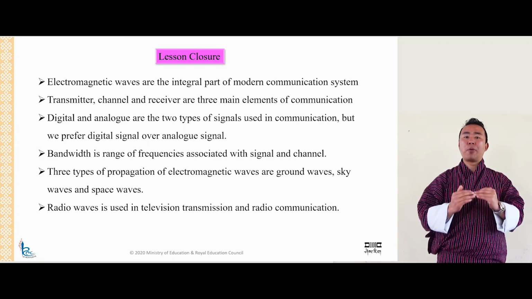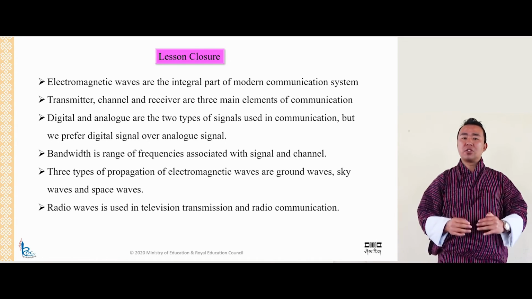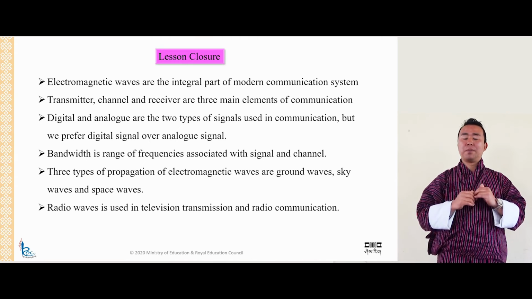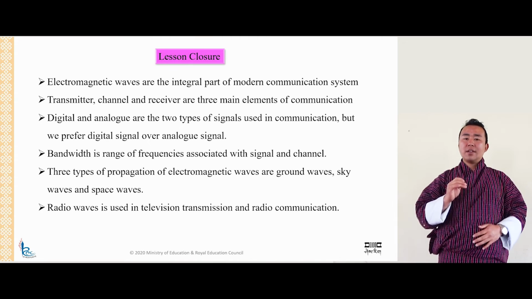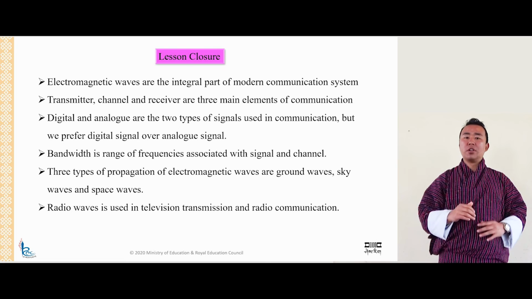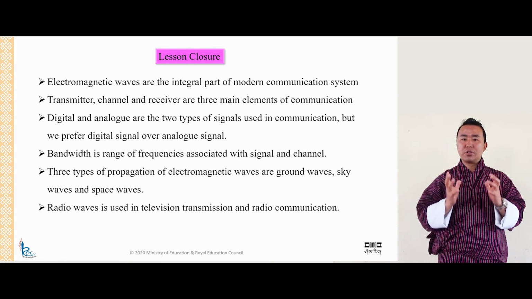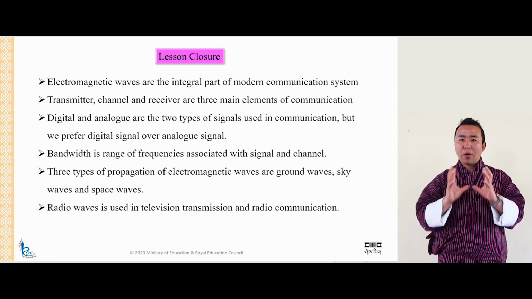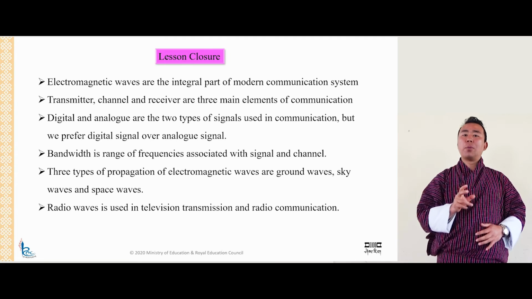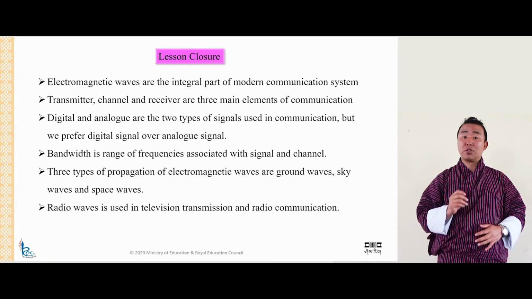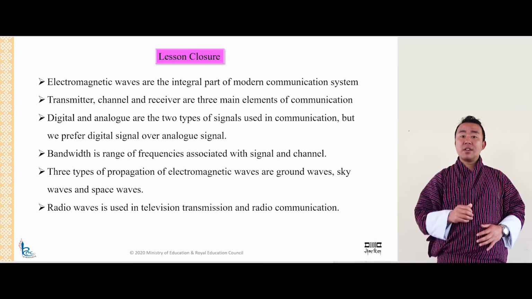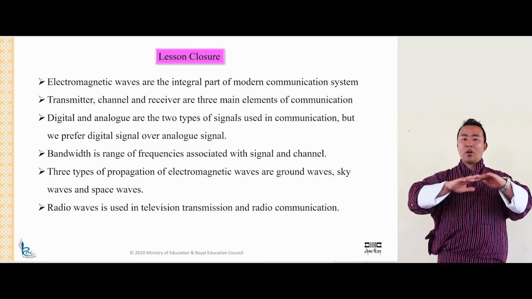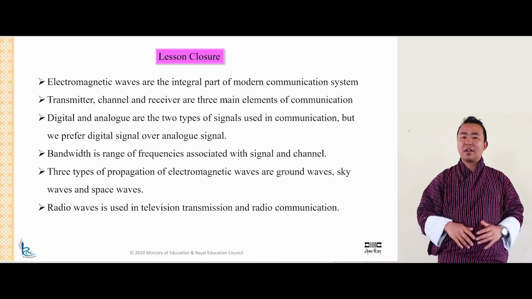They are ground wave propagation, sky wave propagation, and space wave propagation. And we have learned that ground wave propagation is used for transmitting radio signals within a small area, and space wave propagation is used for transmitting radio signals and television signals over a wide area.